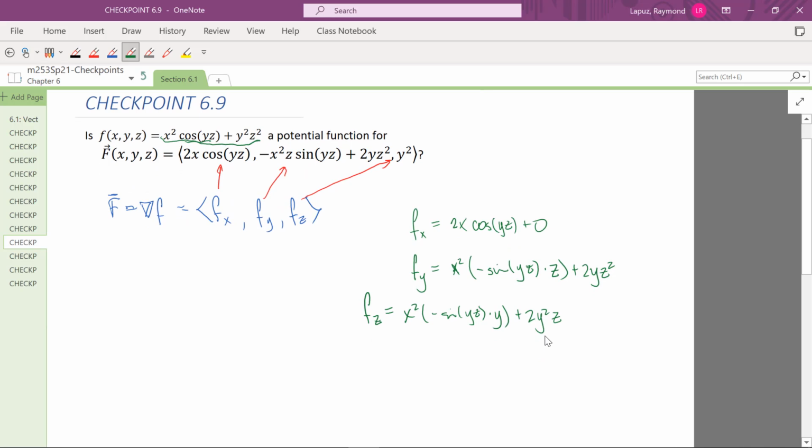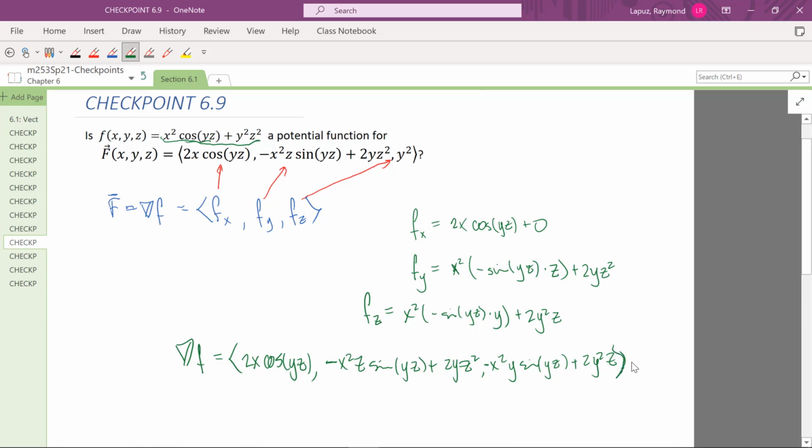And if we rewrite this, our gradient is going to equal 2x cosine yz, comma, let's just rewrite this a little bit. Let's write x squared z with a negative, and then sine yz, and then there's a plus 2yz squared, and then finally we're going to have negative x squared y sine yz plus 2y squared z.